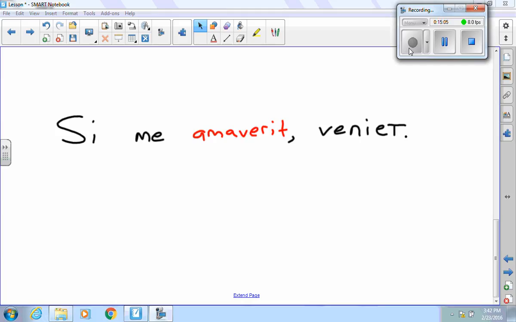The literal translation of this is, if he will have loved me, he will come. But we would translate it as, if he loves me, he will come. I would avoid the literal translation because it sounds awkward. So I'm going to use the present tense. If he loves me, he will come.